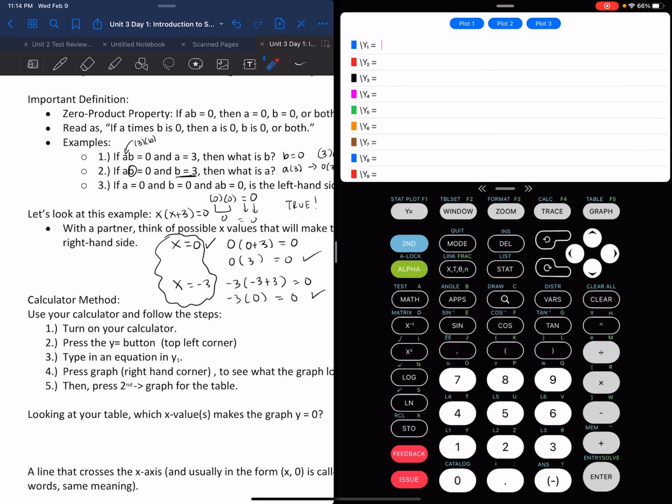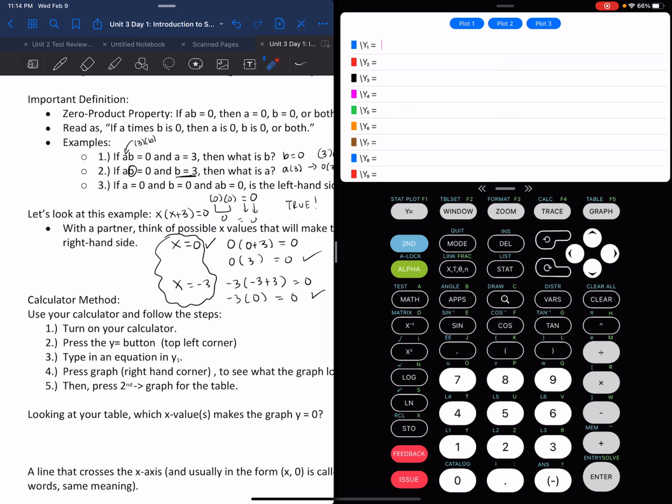And then what you're going to do is write the x times the quantity x plus 3, even with the parentheses. Don't forget the parentheses. So where's x? X is right here under the mode button. And then I'm going to put the parentheses, and I'm going to put x plus 3.